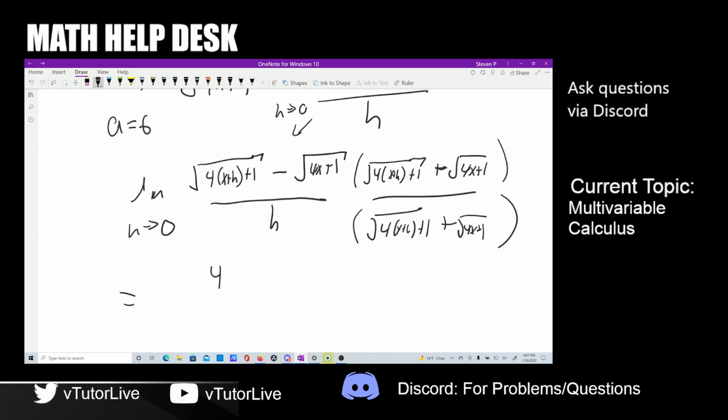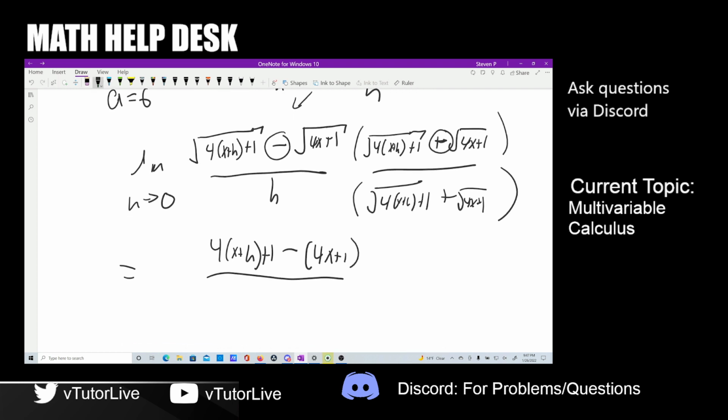And this becomes 4 times x plus h plus 1 minus 4x plus 1. Remember that the cross terms go away because this is a plus and this is a minus. It's a difference of squares. Yeah. And then the bottom becomes h times the square root of 4 times x plus h plus 1, plus the square root of 4x plus 1.